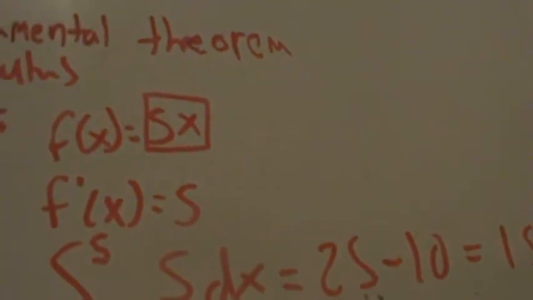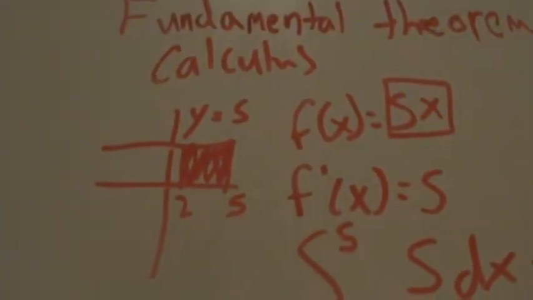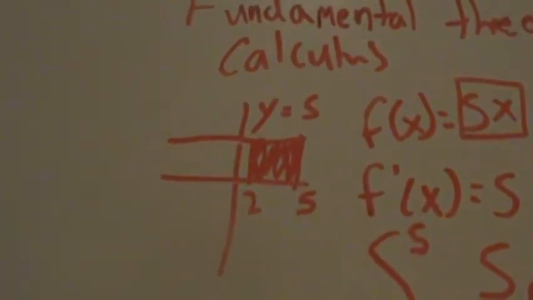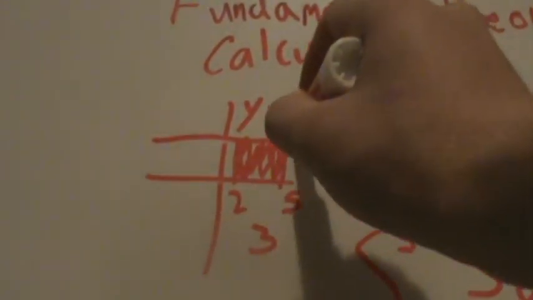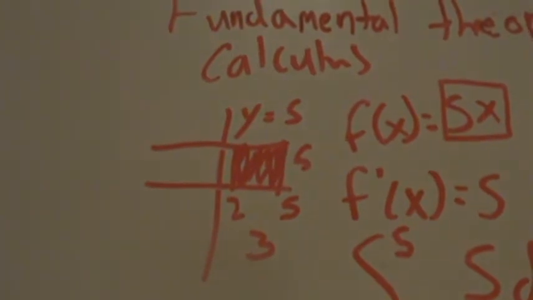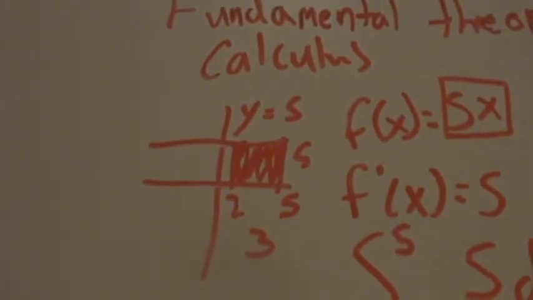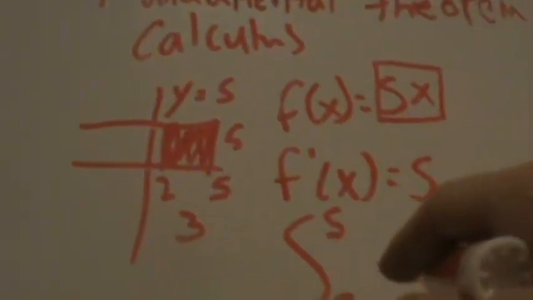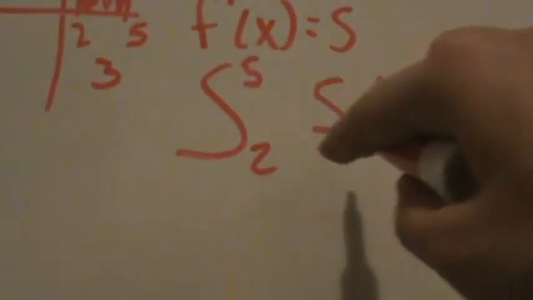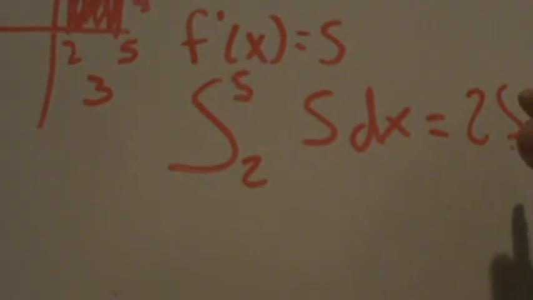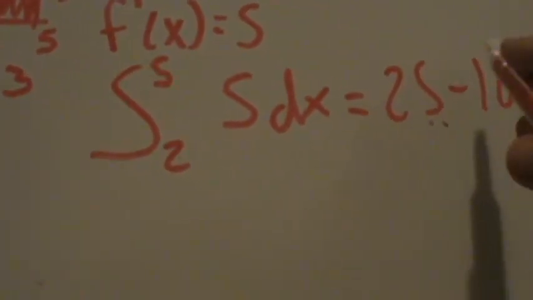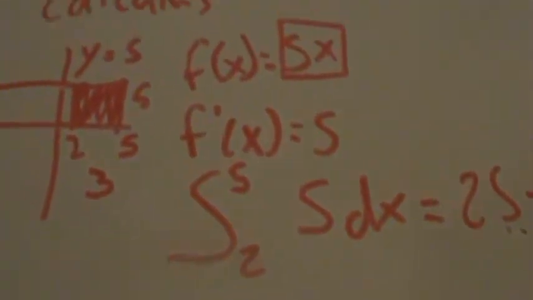Well, what's unique about the shape we have here, okay? And we just graphed the derivative, right? So this is 3 units long, and this is 5 units high. And what do we know about the area of a rectangle? It's base times height. So this area is 15. So we just proved that the area under the derivative is equal to the function evaluated at the upper limit of integration minus the lower limit of integration.